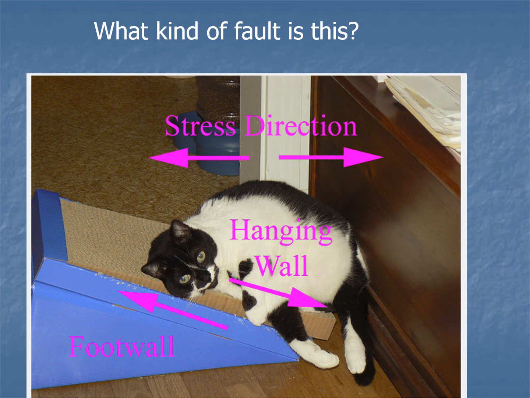So if you take the foot wall and you move it outwards, in other words, you're making extension, what's going to happen to the cat, the hanging wall? It's going to drop down.